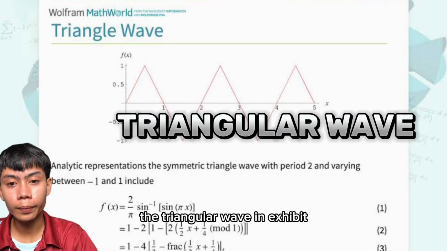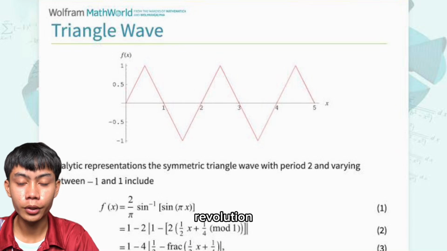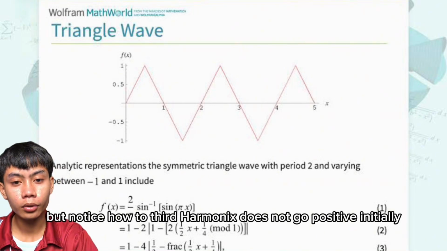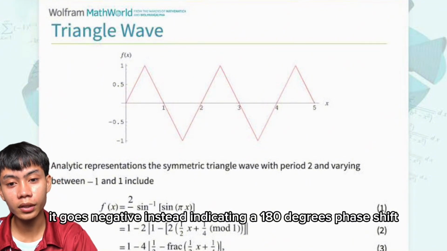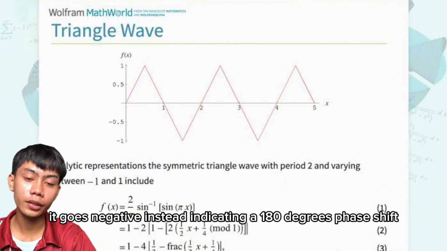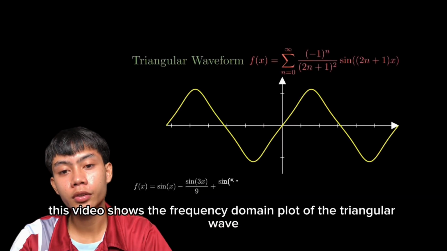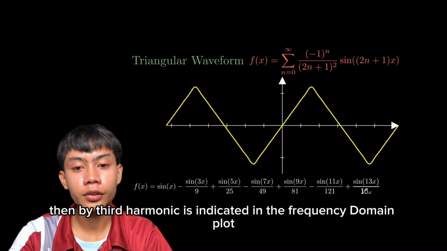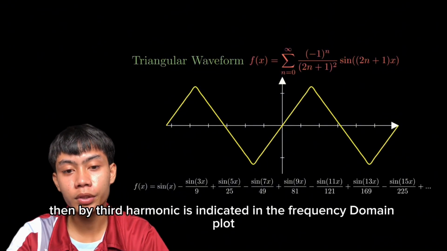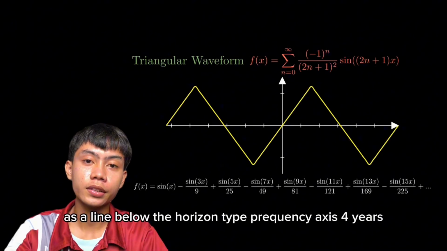The triangular wave in the exhibit has the fundamental and odd harmonics, as the Fourier expression below shows. But notice how the third harmonic does not go positive initially; it goes negative instead, indicating a 180 degree phase shift. This figure shows the frequency domain plot of the triangle wave. The inverted third harmonic is indicated in the frequency domain plot as a line below the horizontal frequency axis.